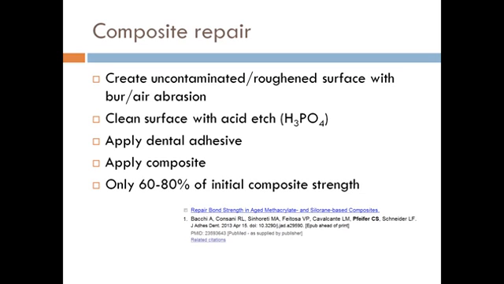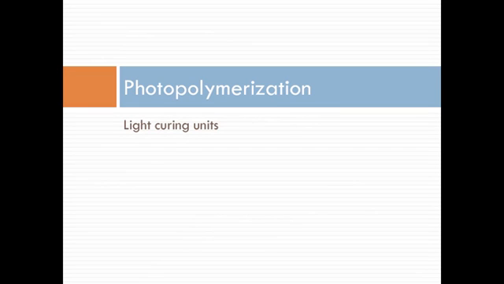And to be able to do this and to increase the probability of success, you need to create an uncontaminated roughened surface with a burr or with air abrasion, then clean the surface with phosphoric acid, apply dental adhesive, and then apply the composite. So it's almost like you're doing another composite restoration on top of a composite restoration. There are several papers that looked at the repair bond strength of different types of materials, and you're welcome to look them up. But the bottom line is you only have 60 to 80% of the initial composite strength, and as with many things in dentistry, you have to make an executive decision, a common sense decision, on whether it's worth doing that or replacing the whole restoration.